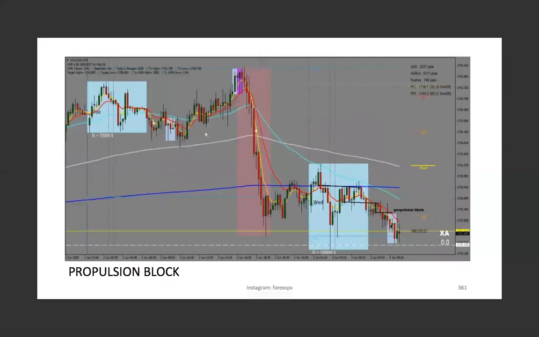We have the propulsion block. Here we had another block, so the market came to retrace to this point. We also had another block here. The market came to retrace, so this became a propulsion block. A retracement to this point was an area for entry.